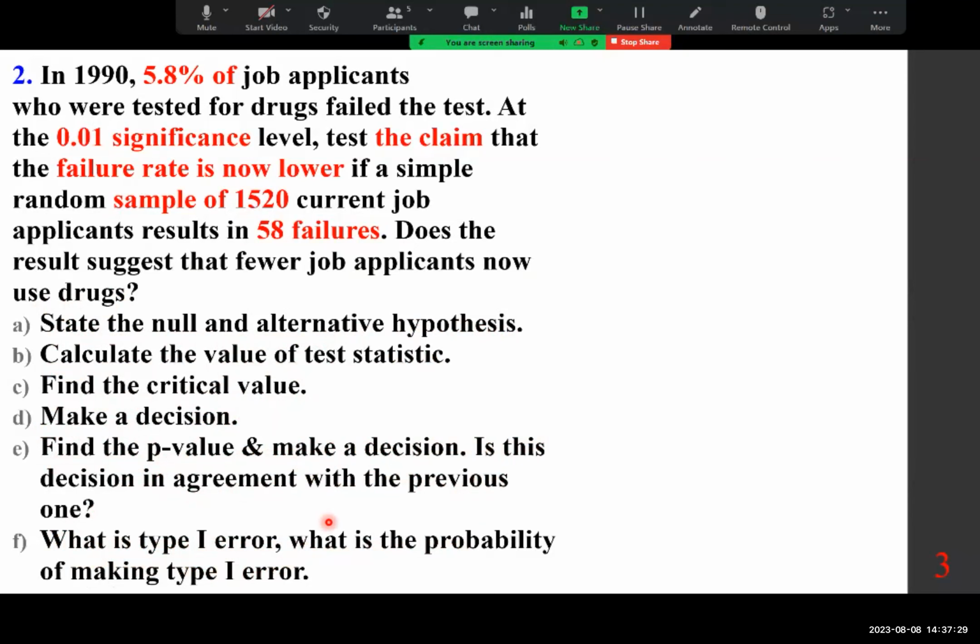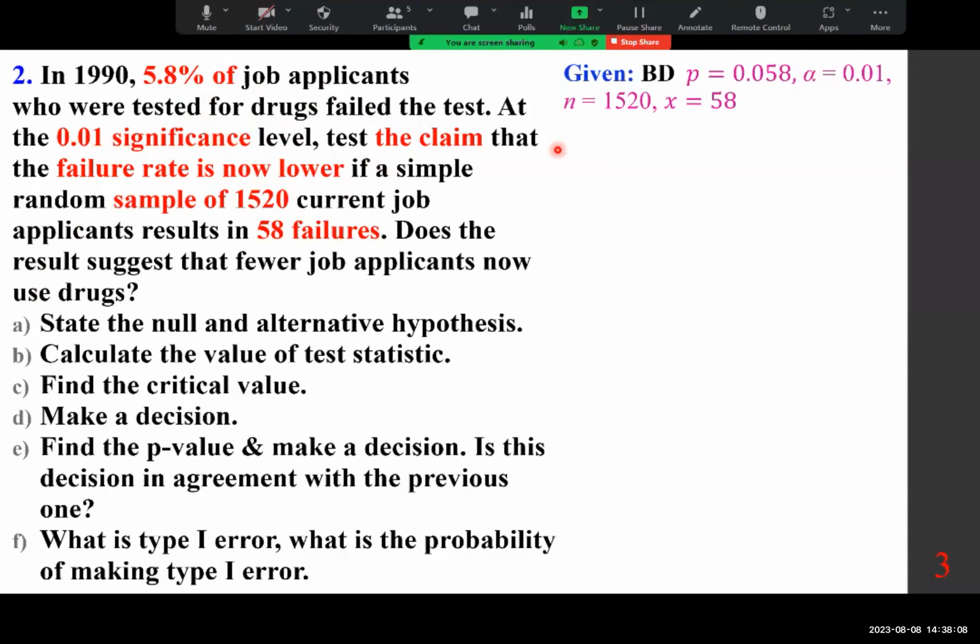Perfect. What I want to show you is a general idea as to how we do the test of hypothesis. Number one, let's read the given, which is understanding it symbolically. 5.8%, we are dealing with the binomial distribution. P is 0.058 or 5.8%. That's a proportion. Either they fail the drug test or they don't. Alpha is 0.01. The significance level of the test is called alpha.